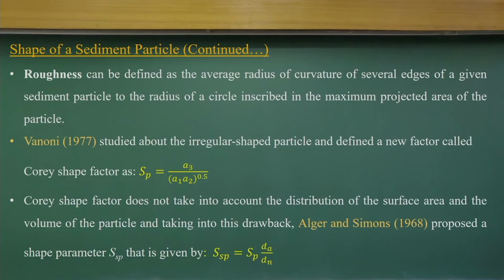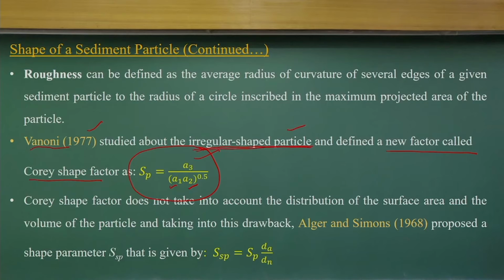In the same way, other researchers have also given factors. Like Binon in 1977 defined a new factor called the Corey-Sepp factor, which is again a function of A1, A2 and A3. So this is valid for irregularly shaped particles.